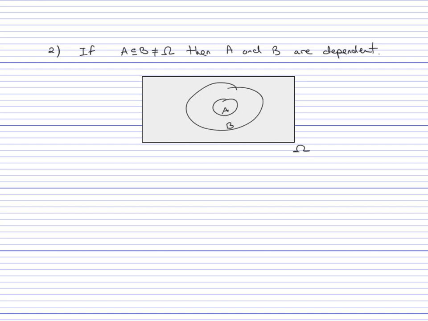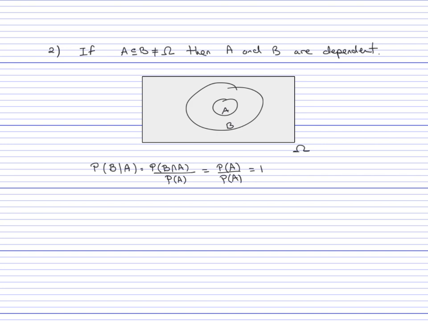That's the sample space. Now, if A is a subset of B, and I ask you what is the probability of B given A? Now we can use the definition of conditional probability. So it's B and A over the probability of the information, meaning the probability of A. So the probability of B and A is exactly A. So what do we get? Probability of A over the probability of A, that's 1.